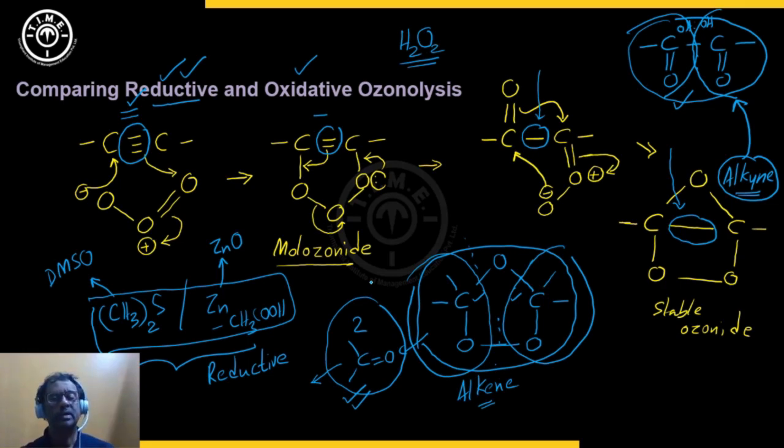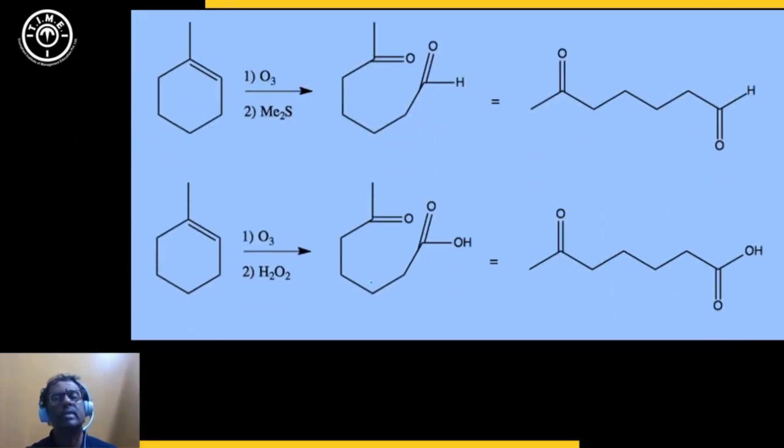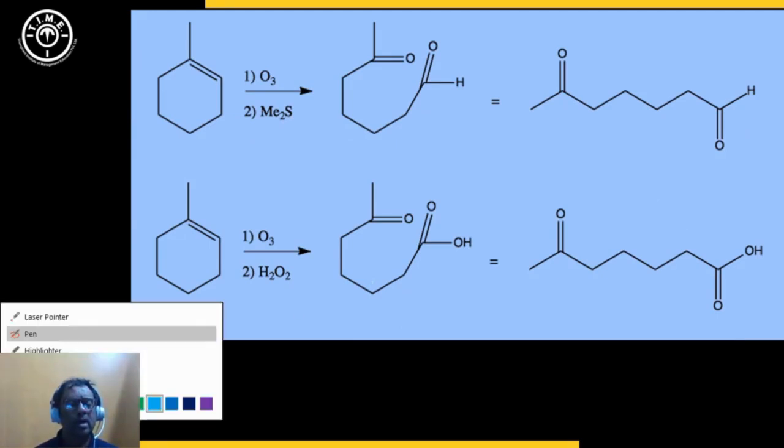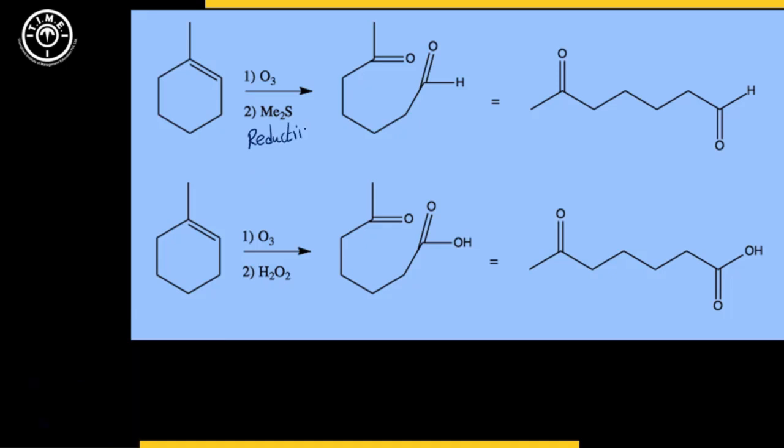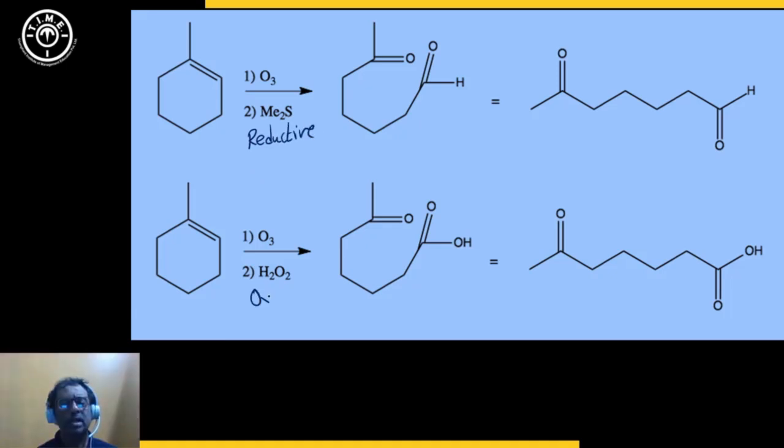So with the examples, with the questions that we have after this, we'll be able to establish all these things on a much firmer footing. Clear? Now look at this. Now we have got two types of ozonolysis. This is reductive and this is oxidative.